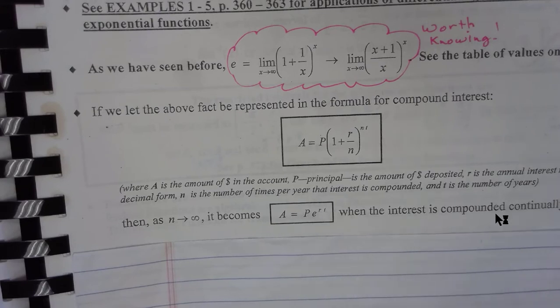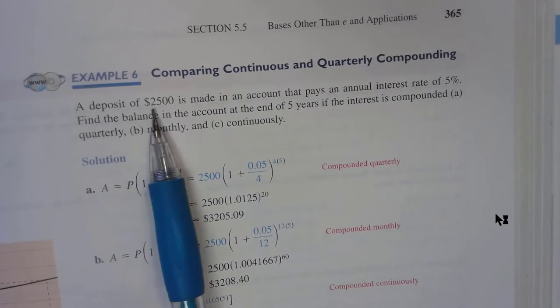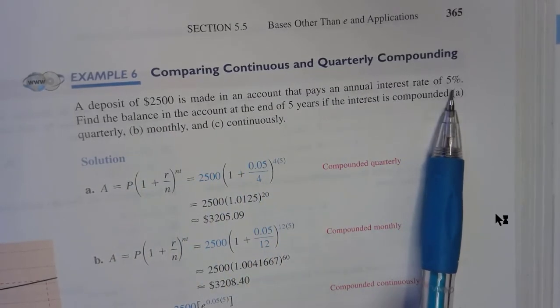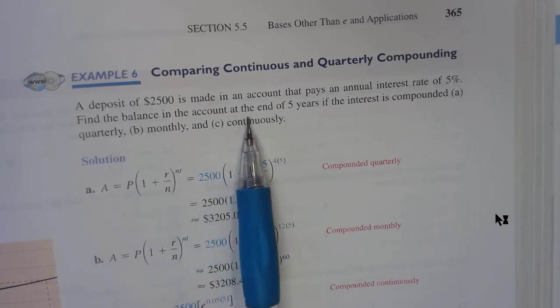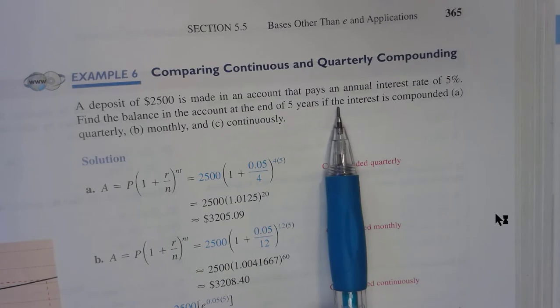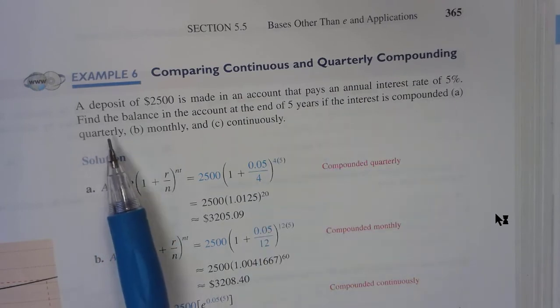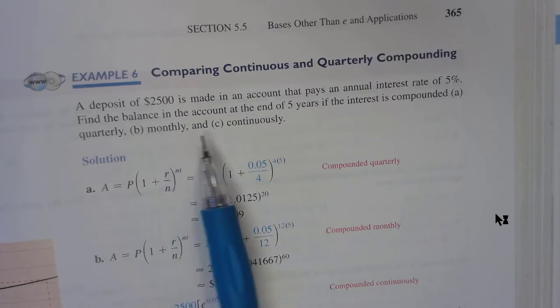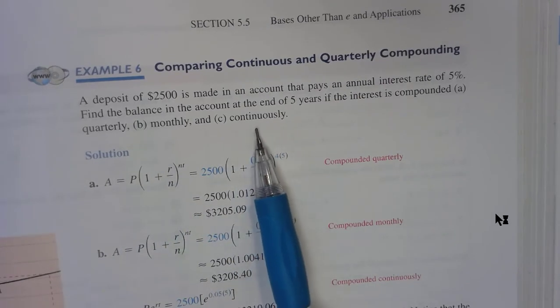And then you're asked to look at example 6. A deposit of $2,500 is made in an account that pays an annual interest rate of 5%. Find the balance in the account at the end of 5 years, so that's your time. If the interest is compounded quarterly, the number of times per year here would be 4. Monthly, the number of times per year here would be 12. And continuously means every second of every day. So that's a different formula.